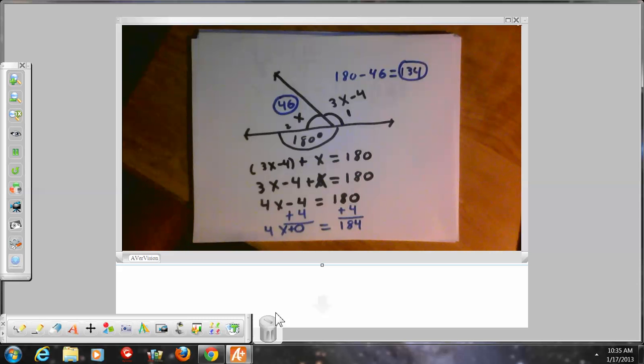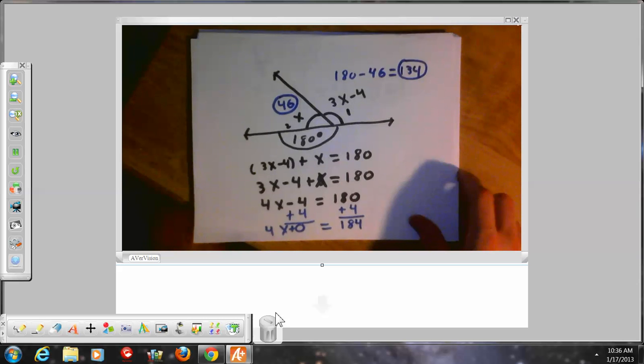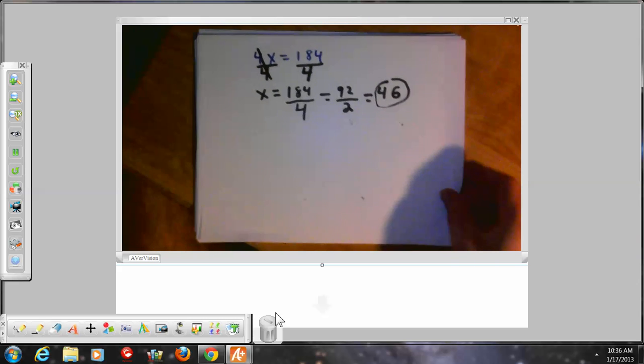Alright, so we're going to do another problem now, and we're going to do 9.2, number 33. And 9.2 number 33 is a transversal problem. So we're going to draw this out first.